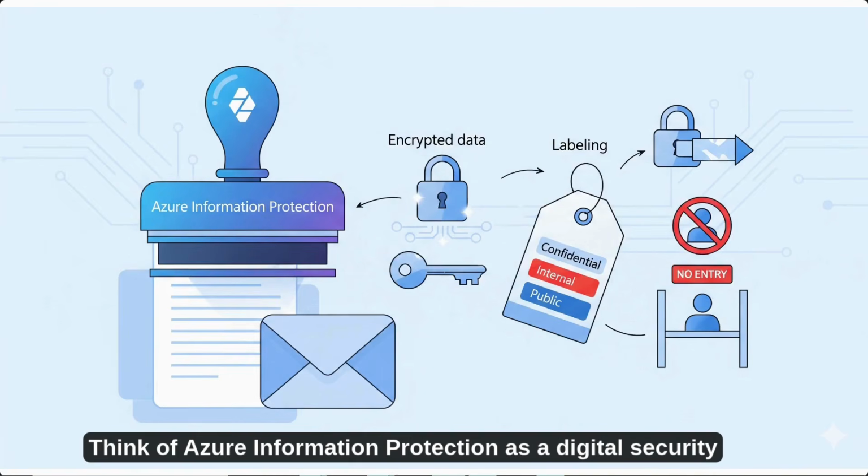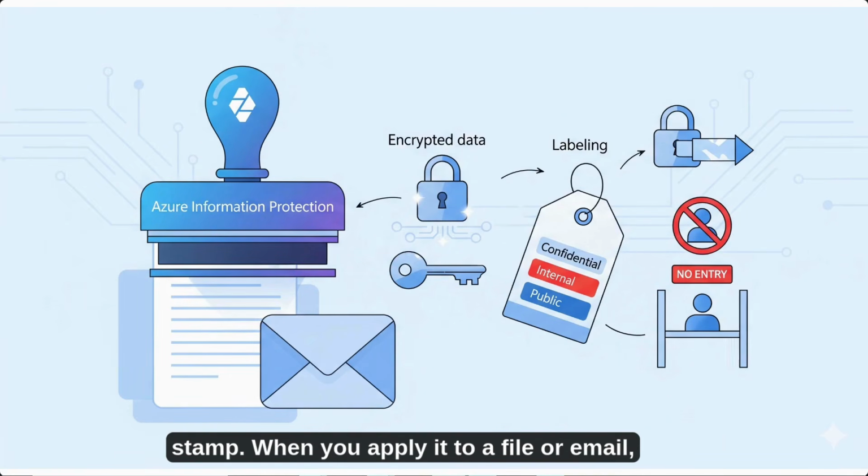Think of Azure Information Protection as a digital security stamp. When you apply it to a file or email, it can encrypt, label, and restrict access. Example: if you send a confidential financial report via email, AIP ensures only authorized users, like your manager or finance team, can open it, even if the email is accidentally forwarded.